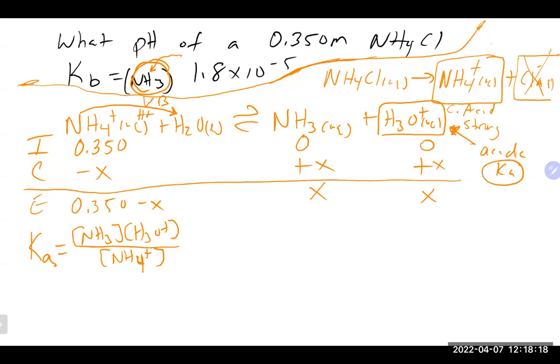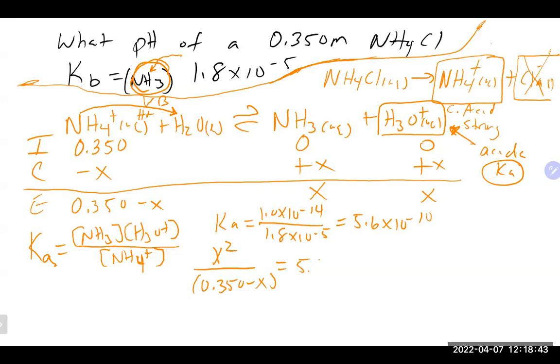So once again, here we do need to kind of switch it over there to a KA in this case, which would be 1 times 10 to the minus 14 divided by 1.8 times 10 to the minus 5, 5.6 times 10 to the minus 10, perhaps. Yes. Putting our values in gives us x squared divided by 0.35 minus x equaling our Ka value in this case. Same math, we're going to multiply to the other side. I'm also going to assume that x is equal to 0 here. So I'm going to get rid of that x.